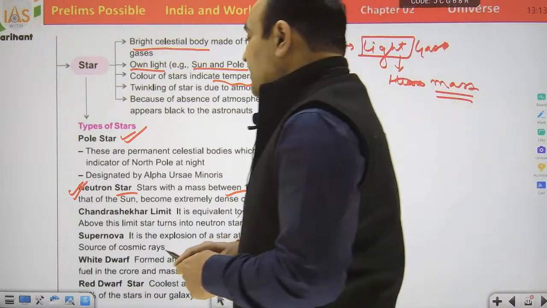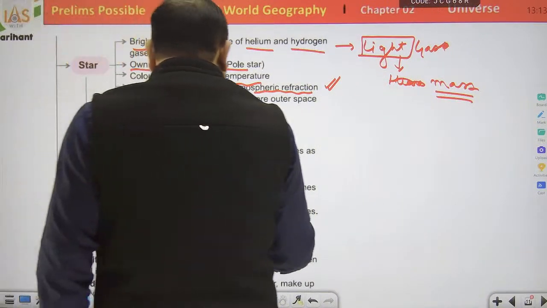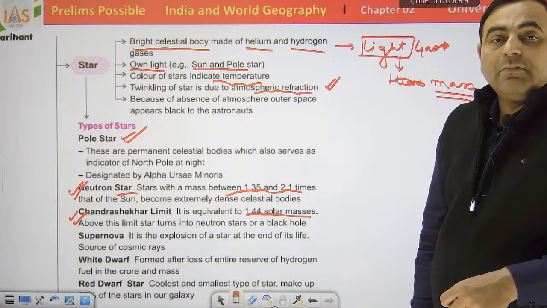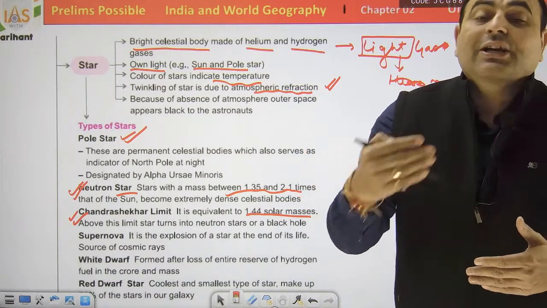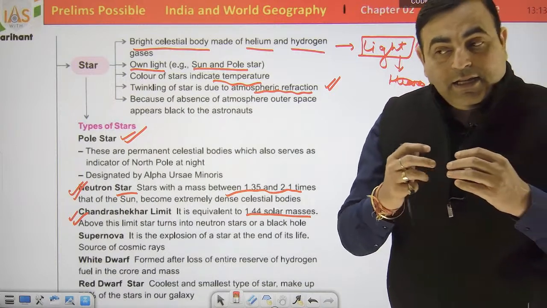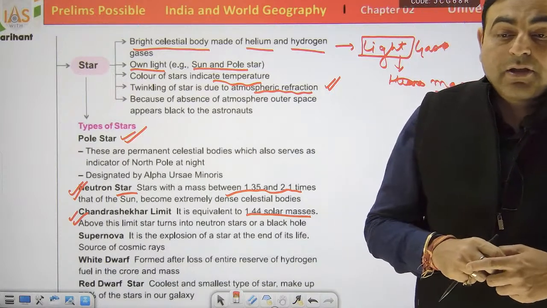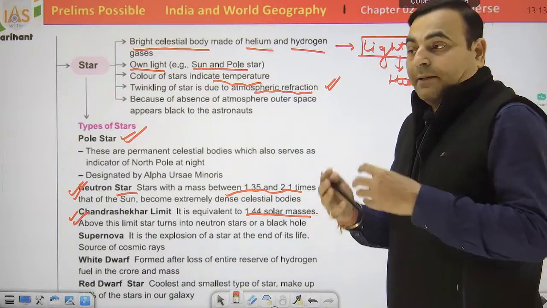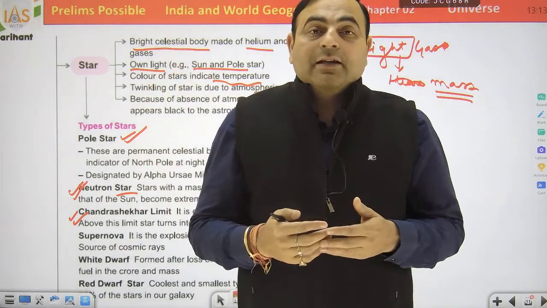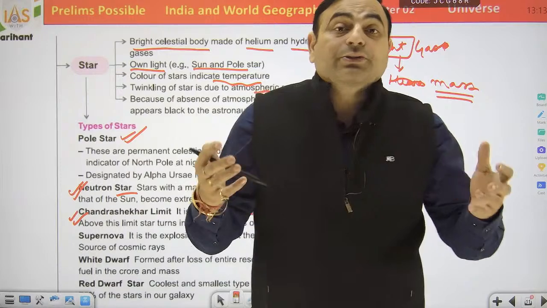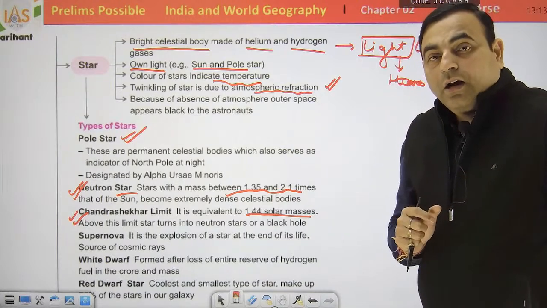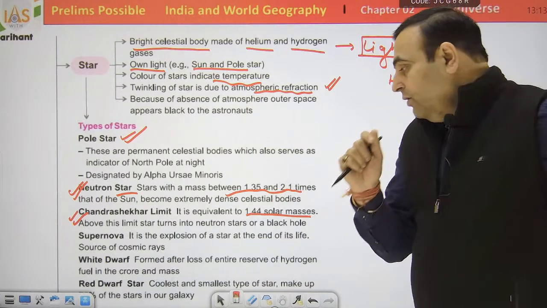What is the Chandrasekhar limit? The Chandrasekhar limit is a measurement of mass, 1.44 solar masses. Above the Chandrasekhar limit, the star becomes a neutron star. And after becoming a neutron star, the mass extends, and when the mass extends to a very high limit, it explodes to form a black hole.